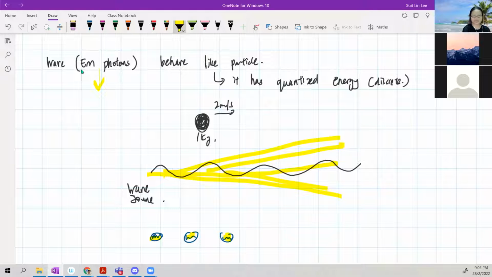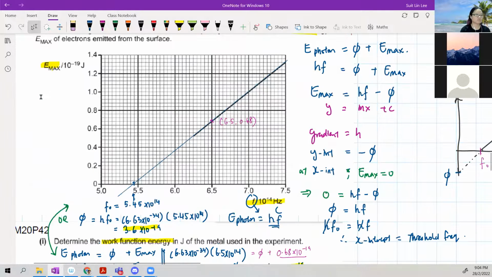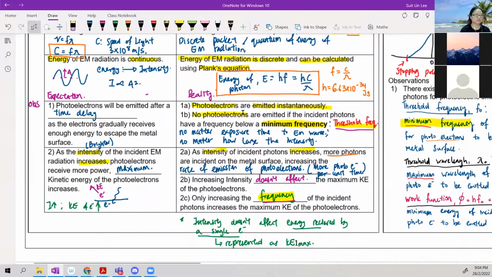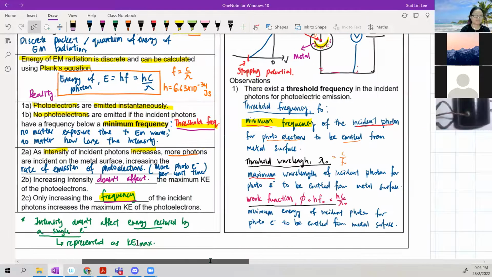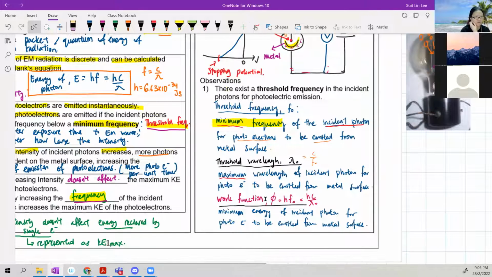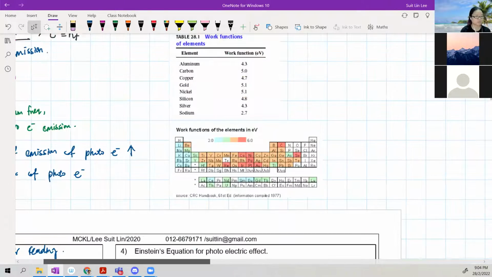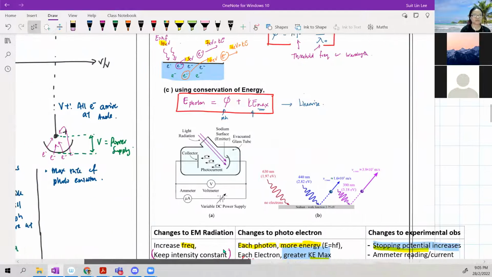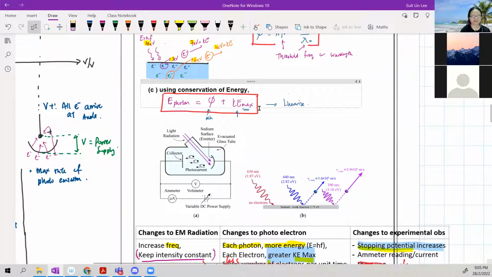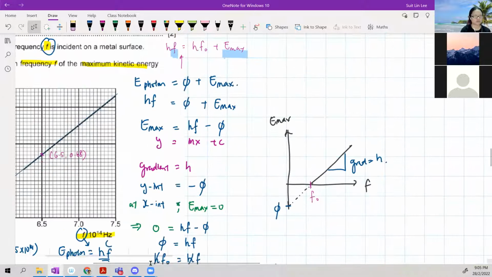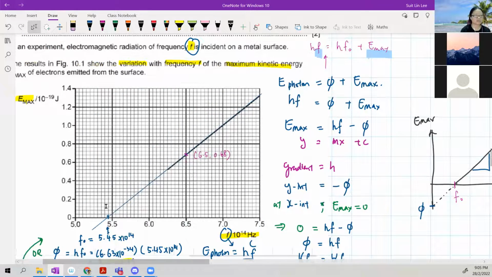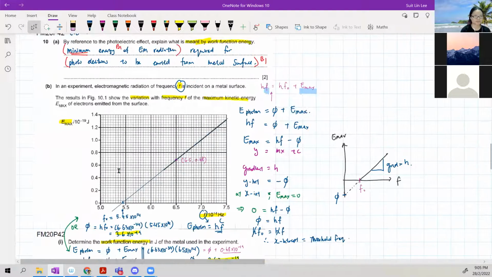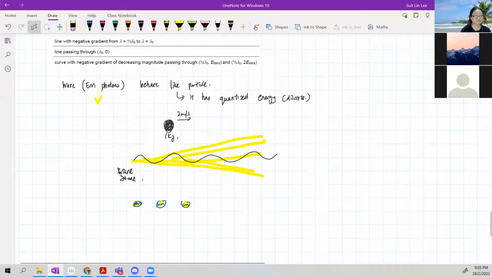Okay. And the reason why we know this, or what is important for this, is number one, to be able to write out the observations. Number two, to be able to define things like threshold frequency, threshold wavelength, work function, and stopping potential. And finally, using the equation, energy of photon is work function plus KE max, to do calculations and do graphing, because this is just a study of an experiment. Okay. So this is the photoelectric effect.